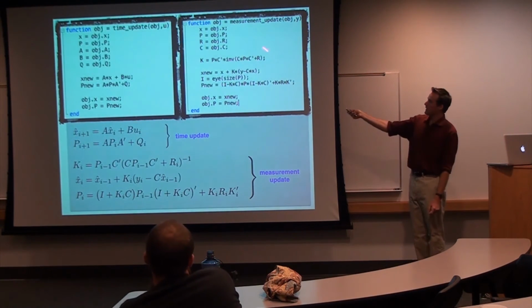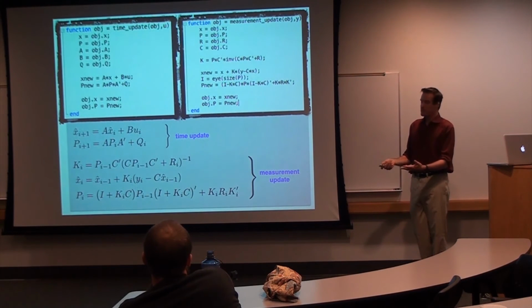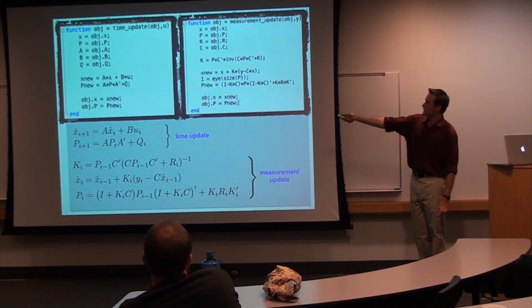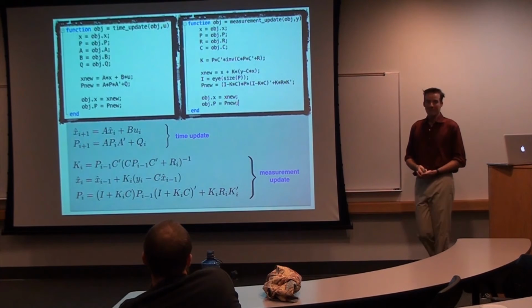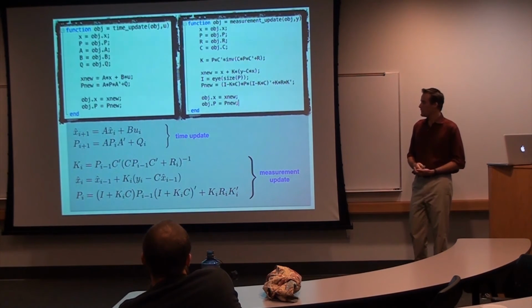So I have some class Kalman filter. It has two methods. And the constructor for that class takes, essentially, the dynamics of the system and the covariance of the noises. So it doesn't look too bad when you actually have it in the code.